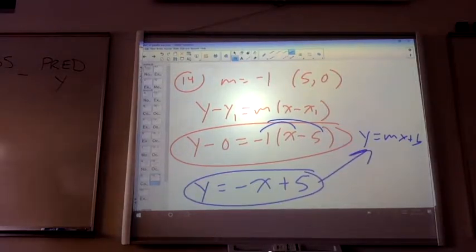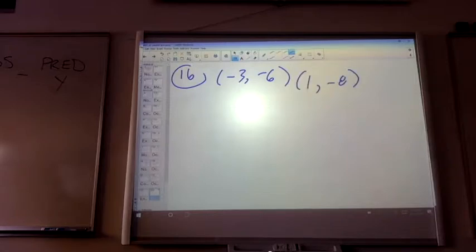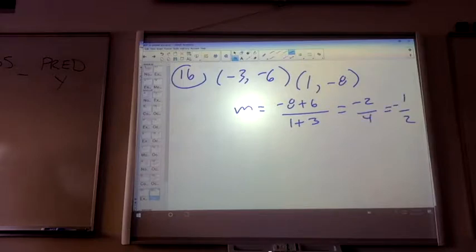16. Good. 16. -3 comma -6, 1, -8. Let's find the slope. So -8 plus 6, 1 minus, or 1 plus 3. So that's -2 over 4. So -1/2. Would it be -3? 1 plus -3? Or would it stay positive? Slope equation is y2 minus y1 over x2 minus x1. So it would have been a minus minus right here.